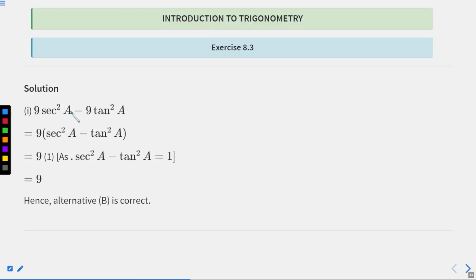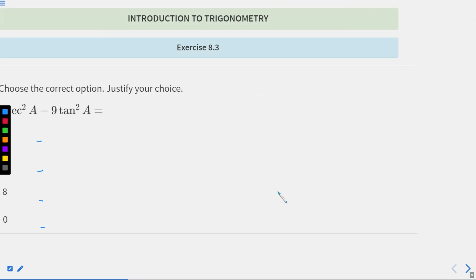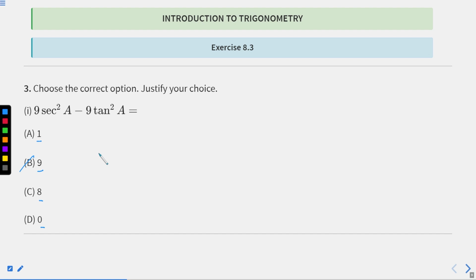So here 9 sec square A minus 9 tan square A is equal to 9 into sec square A minus tan square A. And we know 1 plus tan square A is equal to sec square A. That implies sec square A minus tan square A is equal to 1. So 9 into 1 is equal to 9. And here in option B we have 9. So hence alternative B is the correct answer. Now let us see the next question.